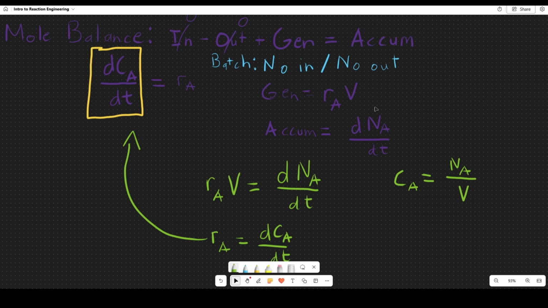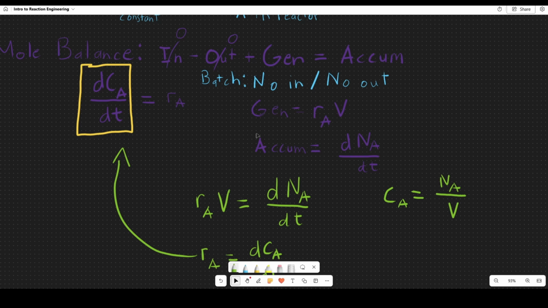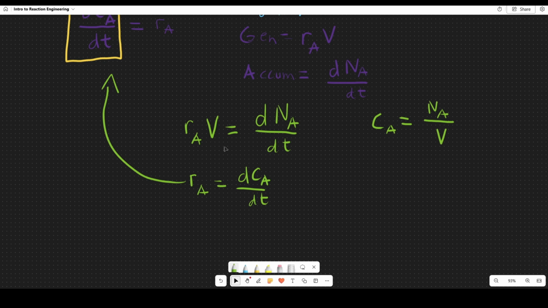All of this stems from basic definitions from a batch reactor perspective, obviously, but you can apply it to other reactors. The generation is basically the rate of reaction times the volume. The accumulation is how the moles of A are changing over time. And if we assume that the volume is fixed, or actually it doesn't even matter because this is the definition of concentration, we can convert this equation into the general equation that matters: dCA by dt equals Ra.